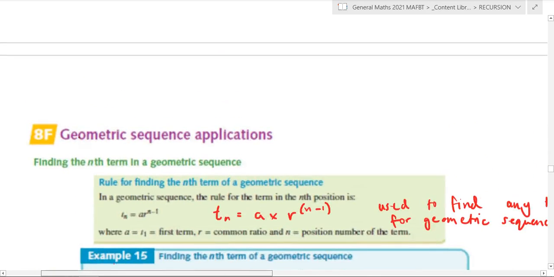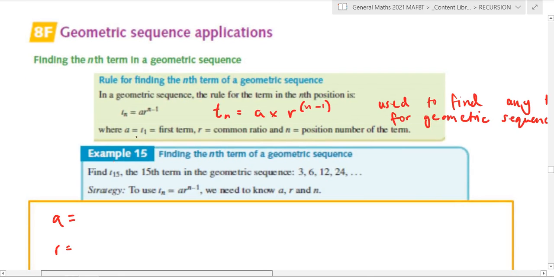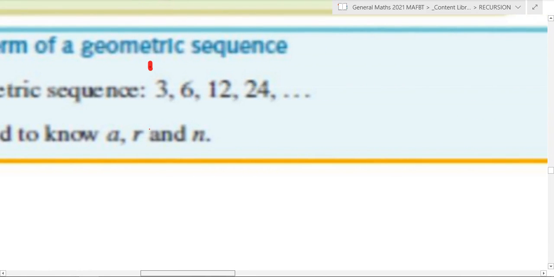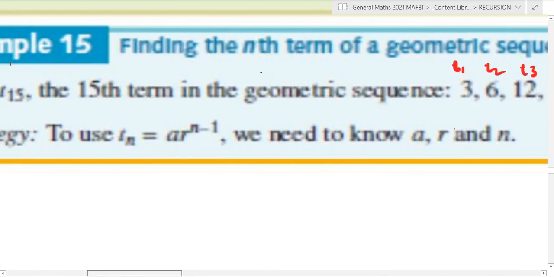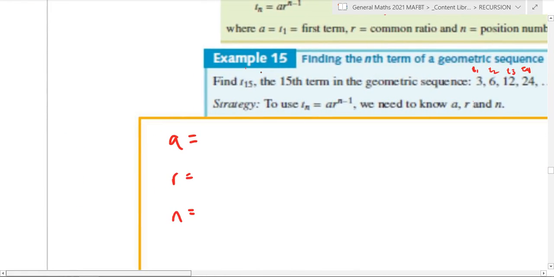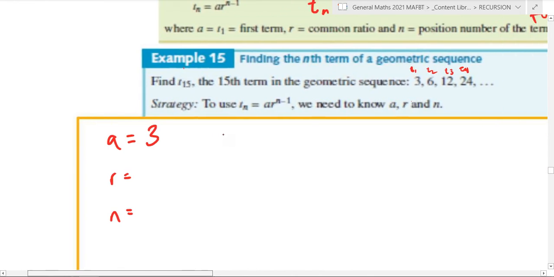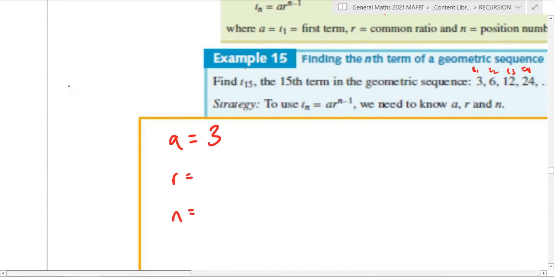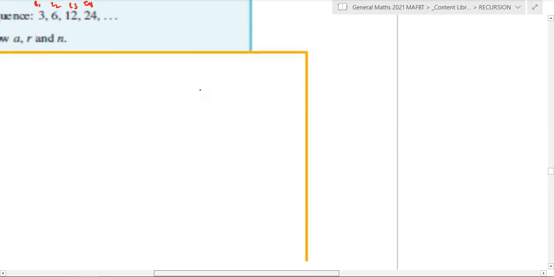If you look at the definition for each letter, A is term number 1, or the first term. So if you look at your sequence here, you can label it if you want to: T1, T2, T3, T4. I can see that T1, the first term, is 3. Next, common ratio. To find a common ratio, remember it's any term divided by the previous.